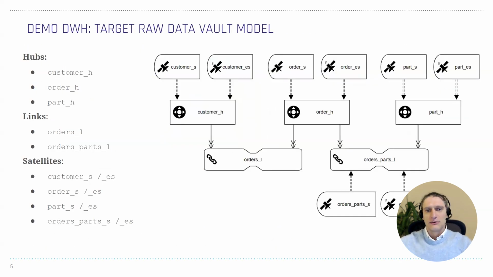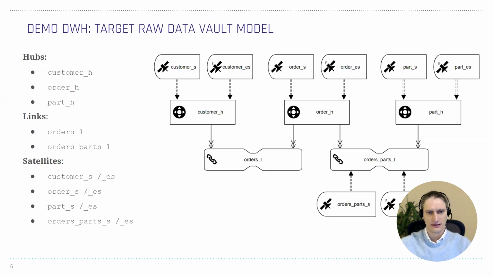The target Data Vault consists of 3 hubs representing business objects: customer hub, order hub, and part hub. We also have 2 links: orders link, which captures relationships between customers and orders, and orders parts link. This is a dependent child link detailing order line items. There are 4 regular satellites. 3 store attributes for the hubs, customer, order, and part, and 1 is attached to the orders parts link.